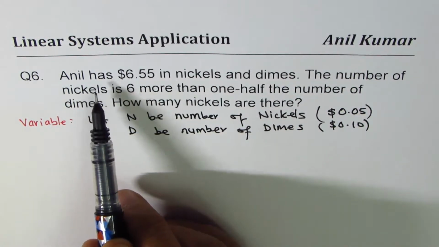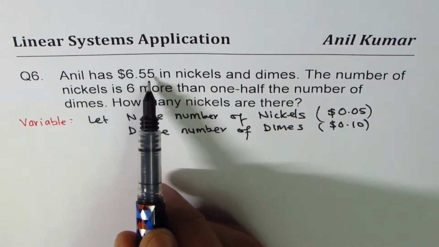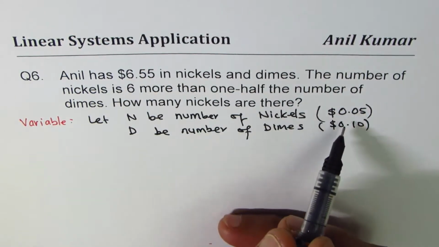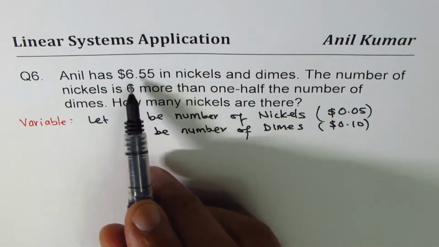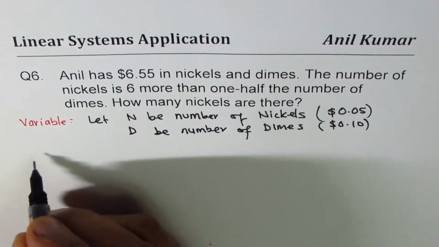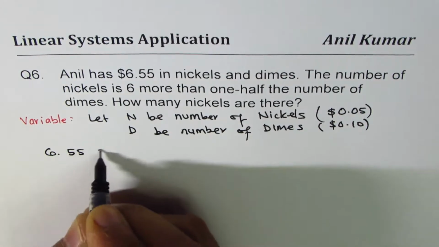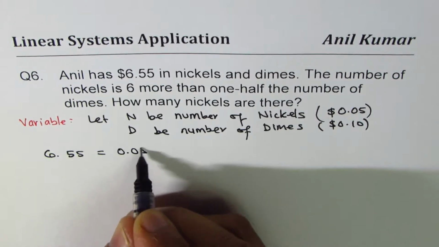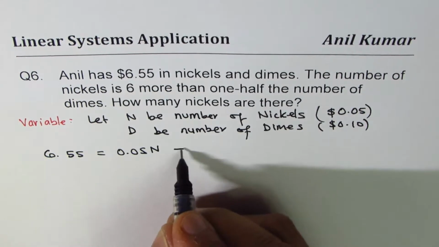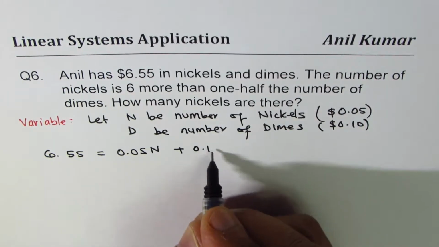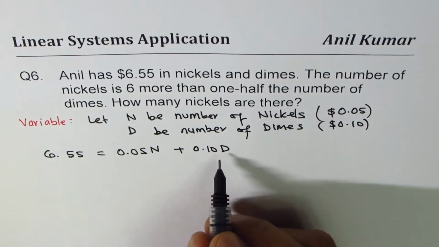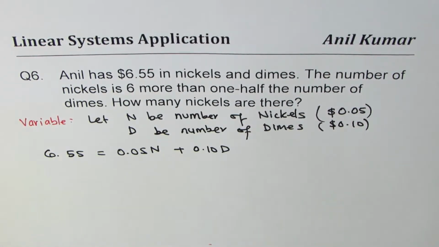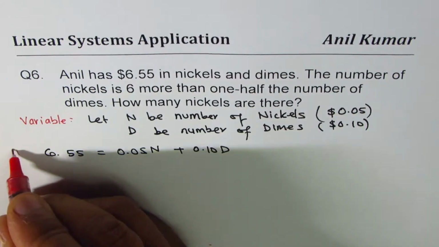Now, the first statement here is Anil has $6.55 in nickels and dimes. So how will you get this amount? If you know the number and value, you can relate it with the amount. That gives you your first equation: 6.55 equals 0.05 times n dollars plus 0.10 times d dollars. Dollars are dollars, correct? That's how you relate, and you get your first equation. We'll call this equation 1.